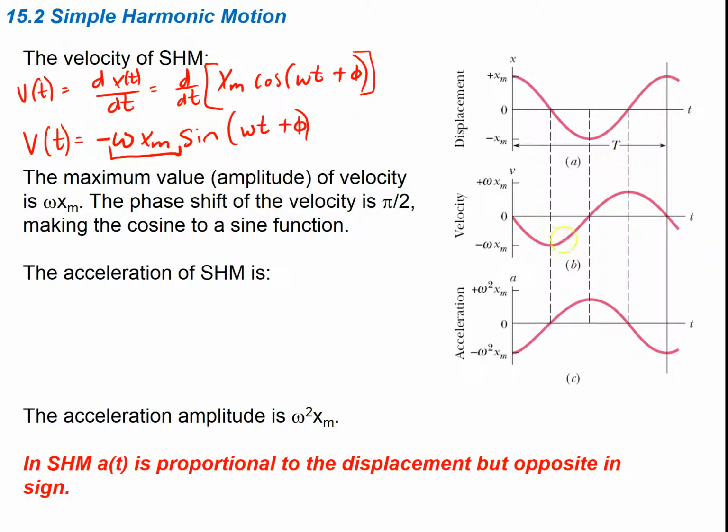And now you can see that here. So our cosine function, which was our displacement function, is now a sine function. And it's actually the opposite of the sine function, because you have a negative sign in there. Right? So you're not going up first, you're going to go down.